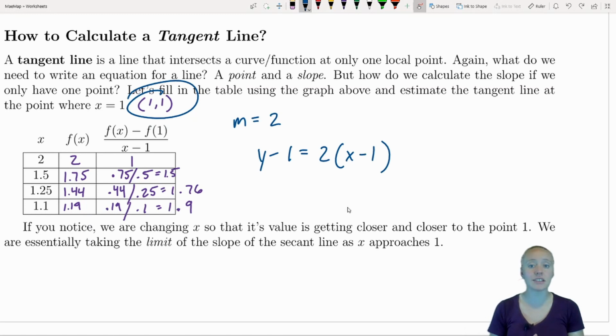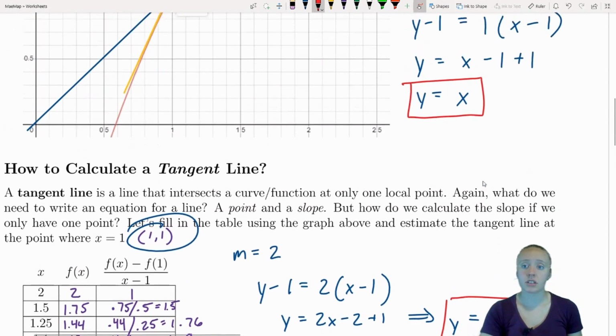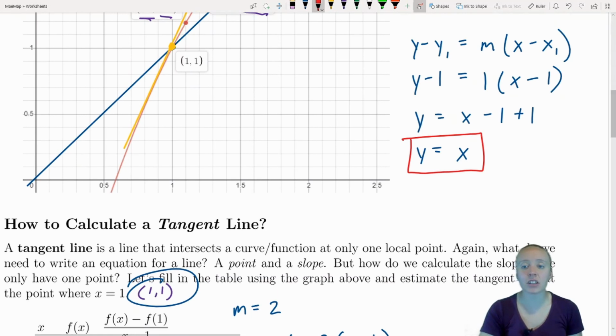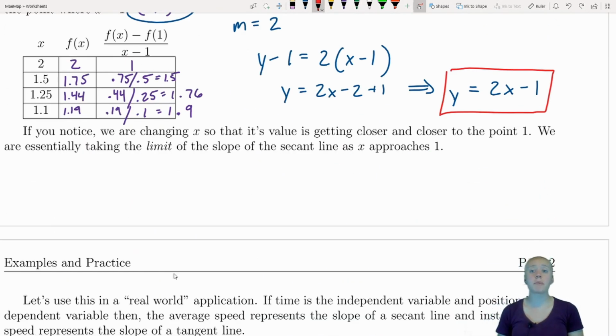We can go ahead and leave it as is, but let's go ahead and simplify down, writing this as slope intercept form. So just isolating my y. I'll get y equals 2x minus 2 plus 1. So y is going to equal 2x minus 1. That is my tangent line at the point 1, 1. And if you could envision extending that yellow line down, you would see that it would indeed eventually intersect at -1, that y-intercept.